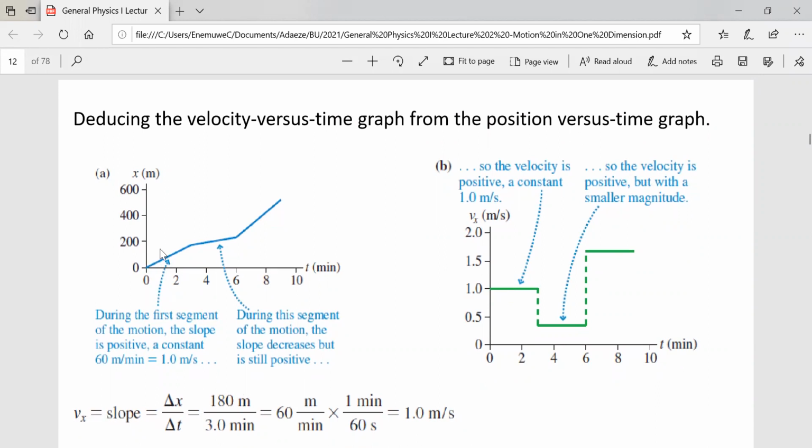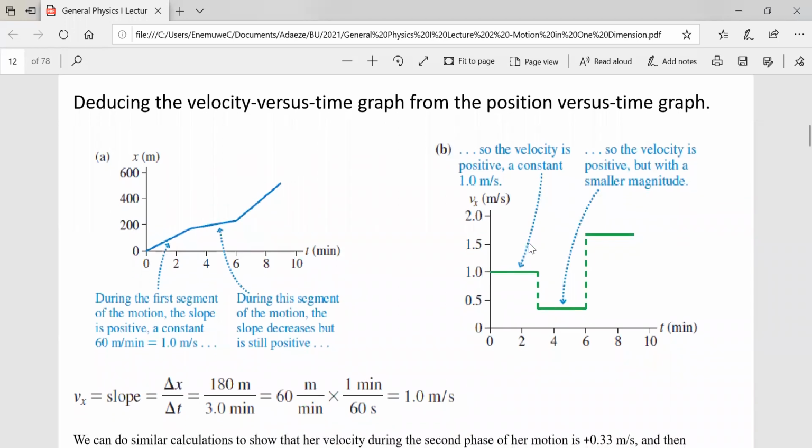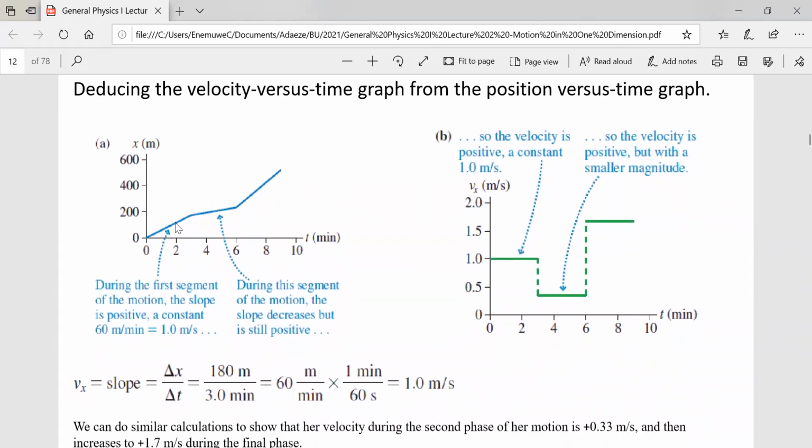We notice that this graph is separated into 3 segments, so we have to represent these 3 segments in the velocity time graph. How do we do this? By taking the slope of each segment. Here, the change in s is 180, over 3 minutes. We convert from minutes to seconds to give us 1.